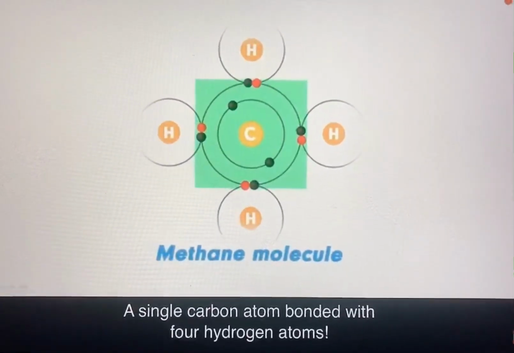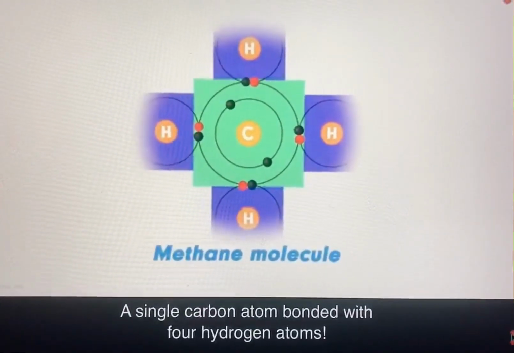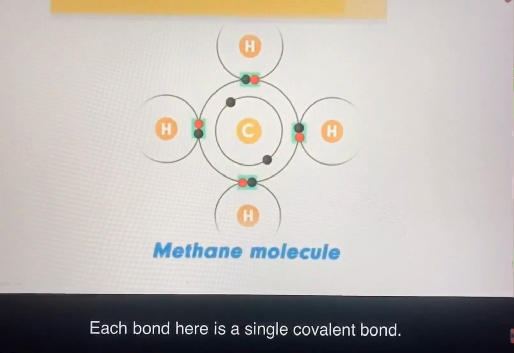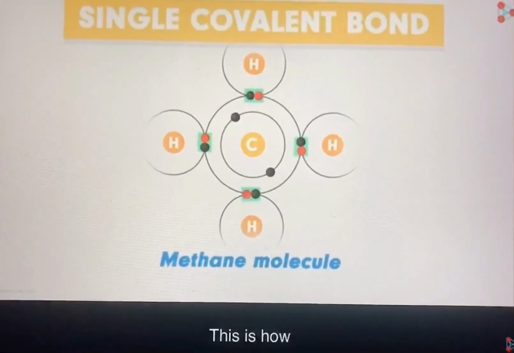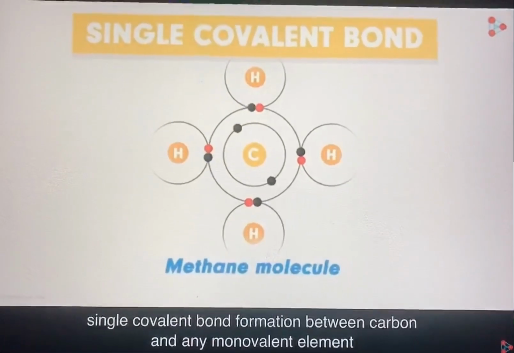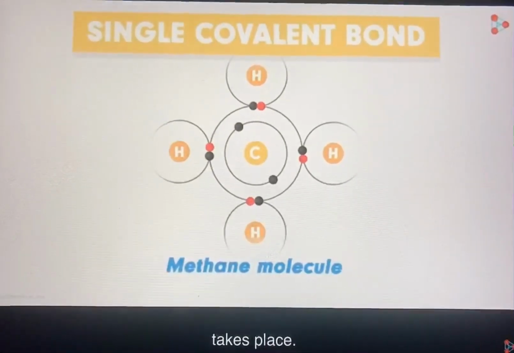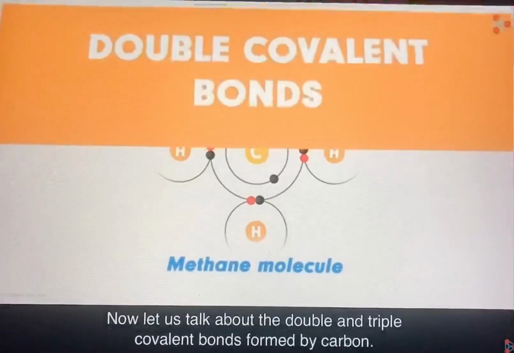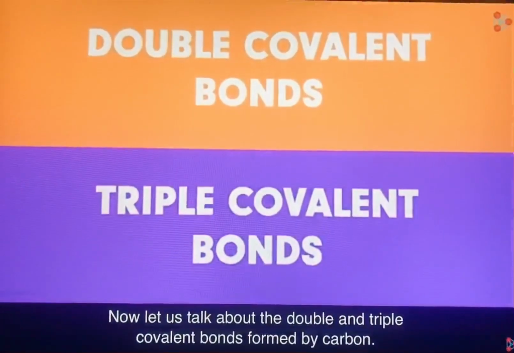A single carbon atom bonded with 4 hydrogen atoms. Each bond here is a single covalent bond. This is how single covalent bond formation between carbon and any monovalent element takes place. Now let's talk about the double and the triple covalent bonds formed by carbon.